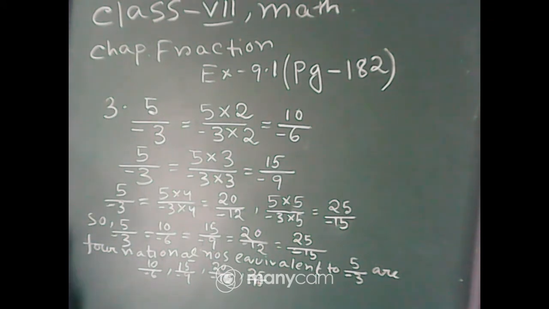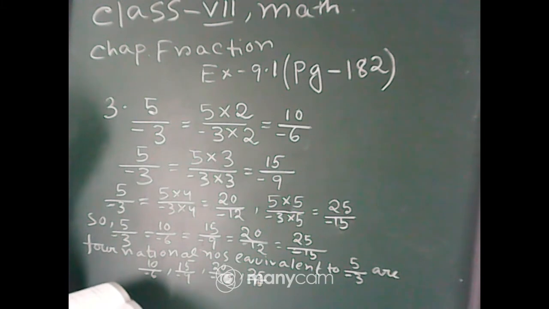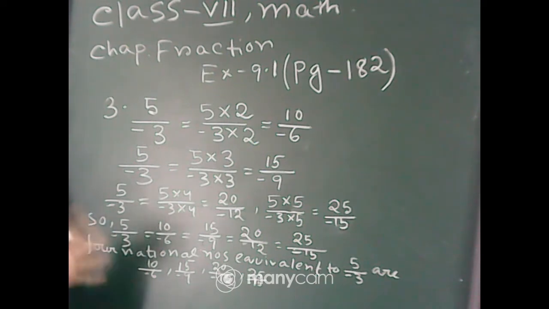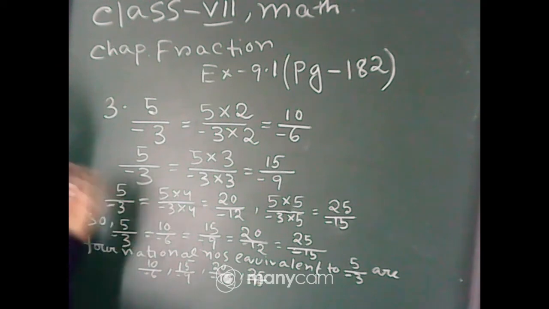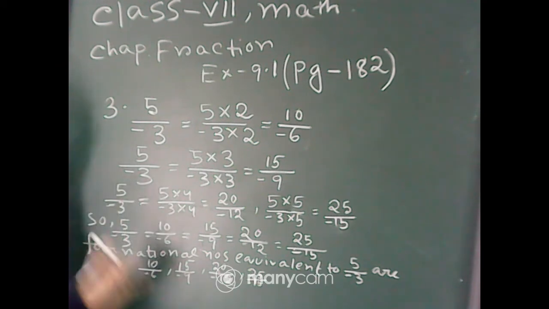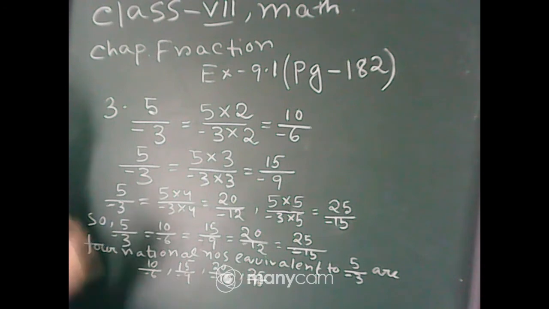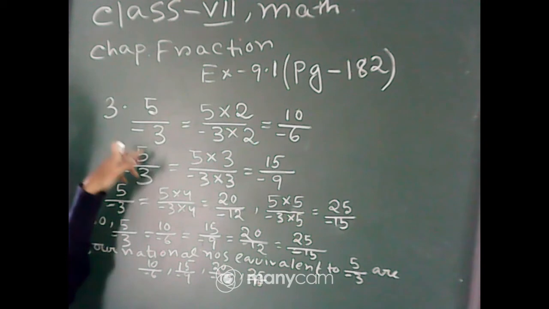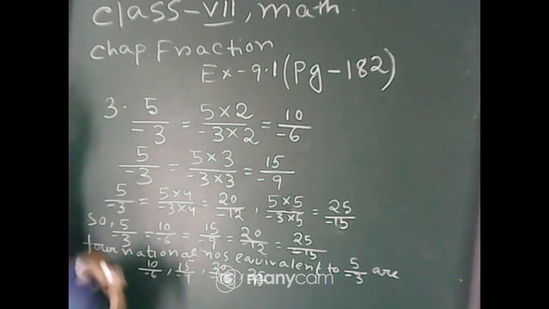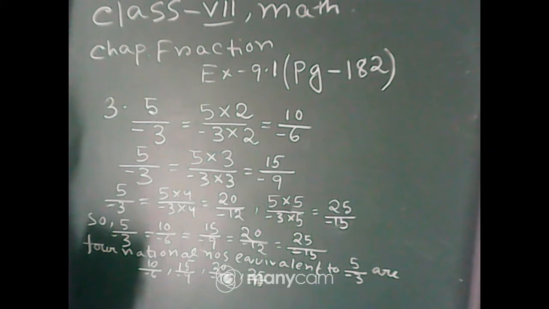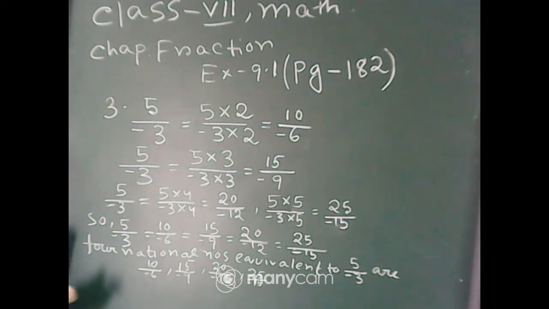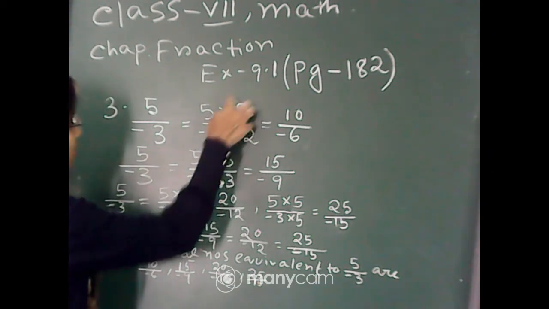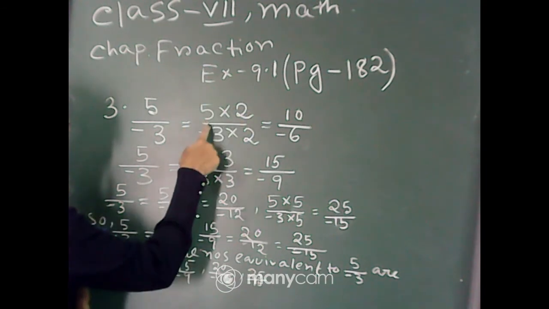Again I repeat, write 4 rational numbers equivalent to the rational number 5 divided by minus 3. We know that by multiplying the numerator and the denominator of a rational number by the same non-zero integer, we obtain an equivalent rational number.